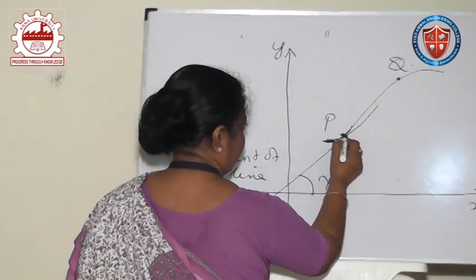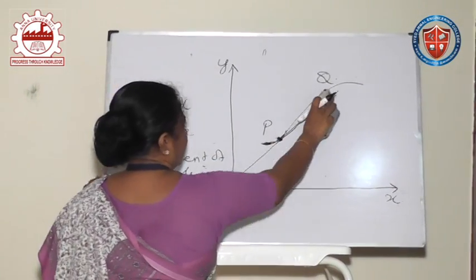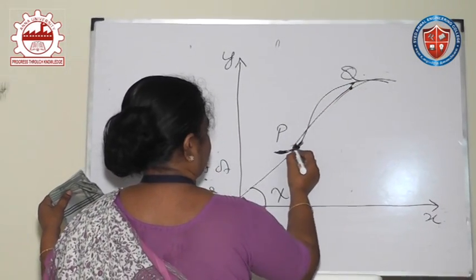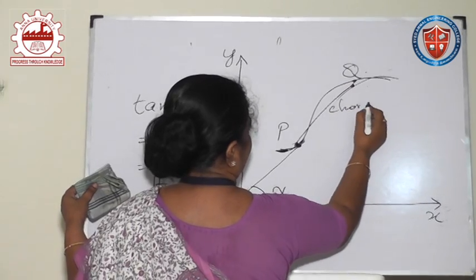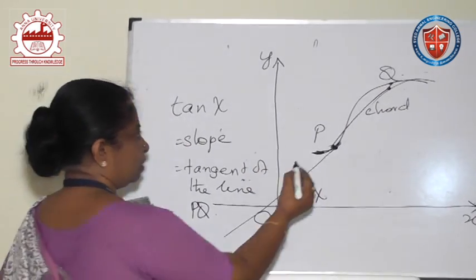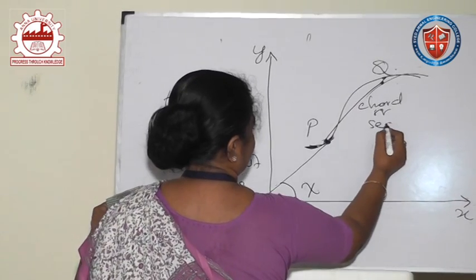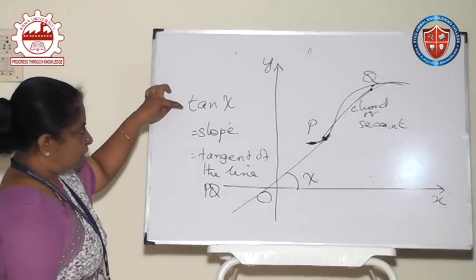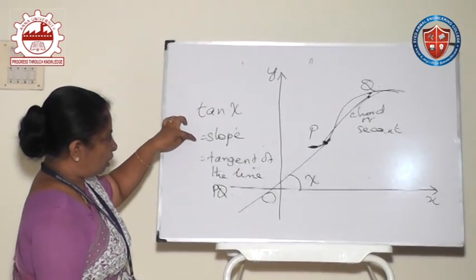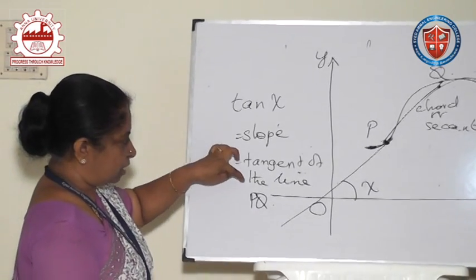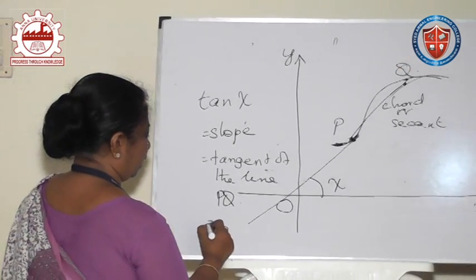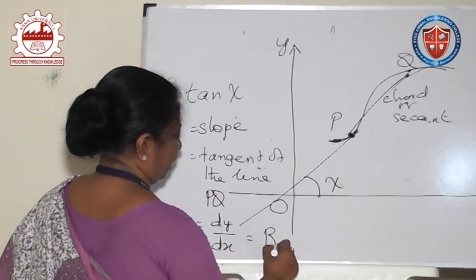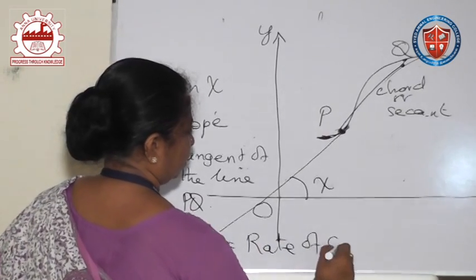When the line occurs in Q, this line we call either a chord or a secant. We call it a secant. This tan psi, or the slope, or the tangent of the line PQ, we make it out as dy by dx, or otherwise we call it the rate of change.